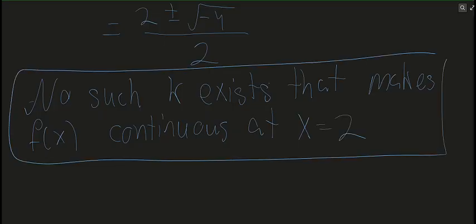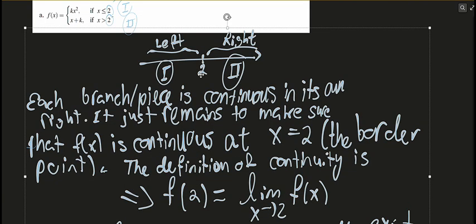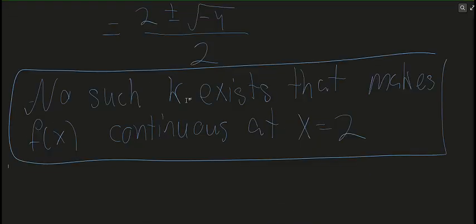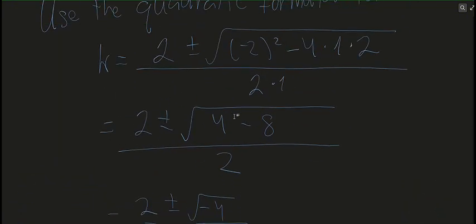If you actually take a look at the instructions, it says find all values of k for which the given function is continuous. If no such values of k exist, state this and explain. Well, we have correctly stated that no such values of k exist for part B of our problem, and indeed, we have the explanation. The explanation is in the quadratic formula.